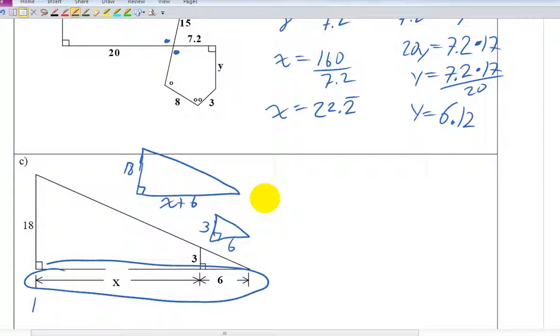Okay. So let's put, for this, which triangle should you put on top and why? What's going to give you the easiest math? Looking ahead. Why? Yeah, because X is on the top then. Okay, so big over small. Then we get X plus 6 and 18. And we get 6 and 3.